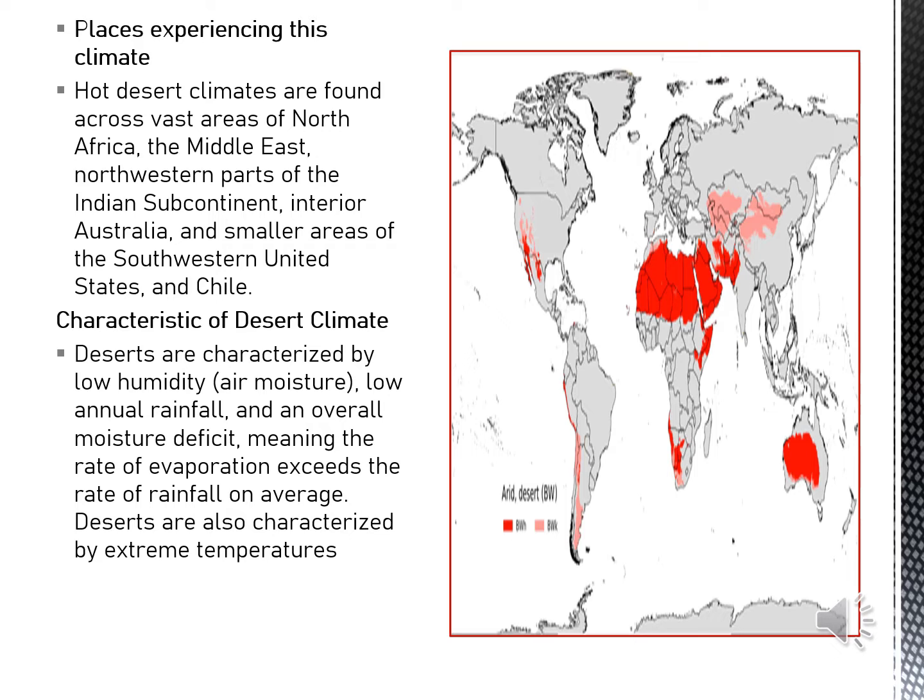Characteristics of desert climate. Deserts are characterized by low humidity, low annual rainfall, and an overall moisture deficit, meaning the rate of evaporation exceeds the rate of rainfall on average. Deserts are also characterized by extreme temperature.